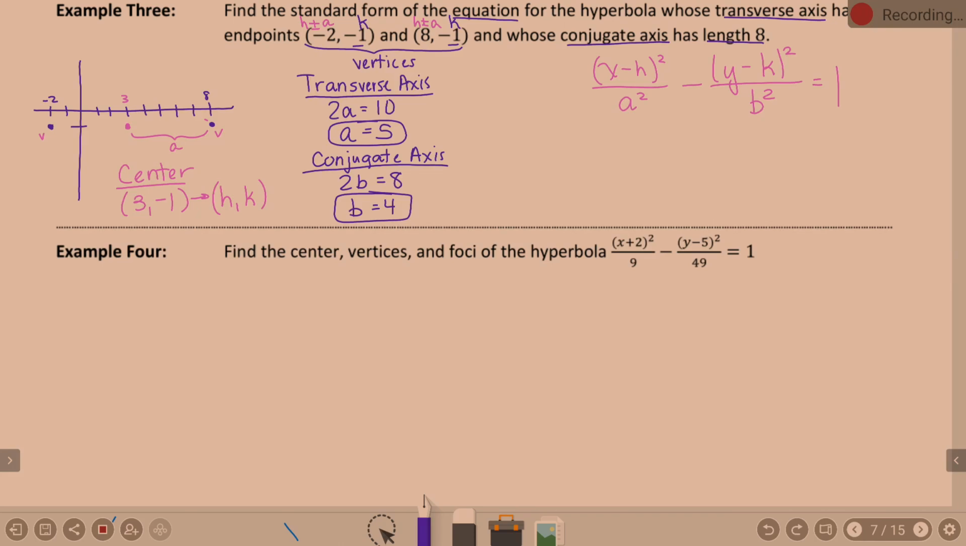What do we got here? X minus 3 quantity squared over a squared, 5 squared, which is 25, minus y minus k. So y plus 1 quantity squared over b squared, 4 squared, which is 16, and don't forget, equals 1.